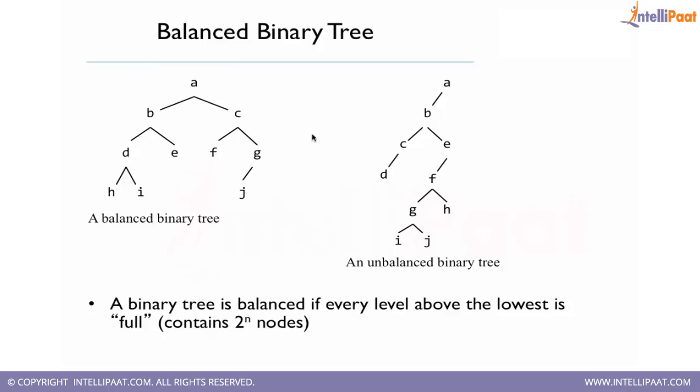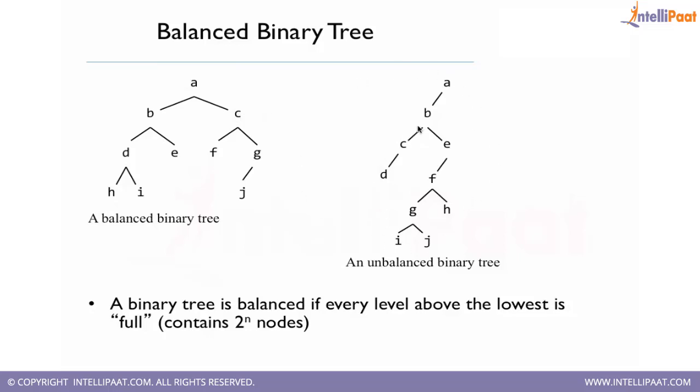What is the height of the right subtree? The height of the right subtree is also 2 because J is the deepest node, and the subtree starts from C. So C to J will be covered in 2 hops, 1 and 2. So hence it is a balanced binary tree because the height of the left subtree and the height of the right subtree are equal.